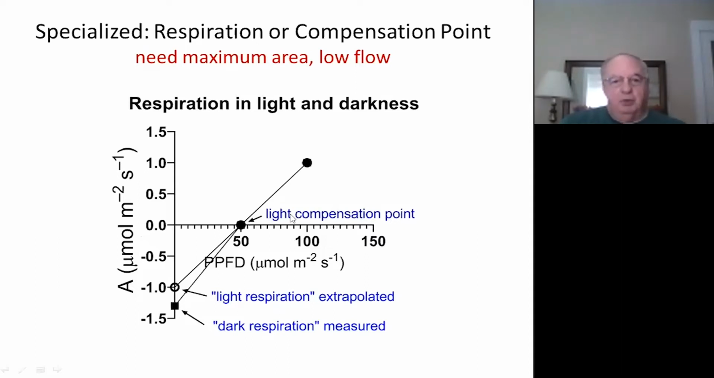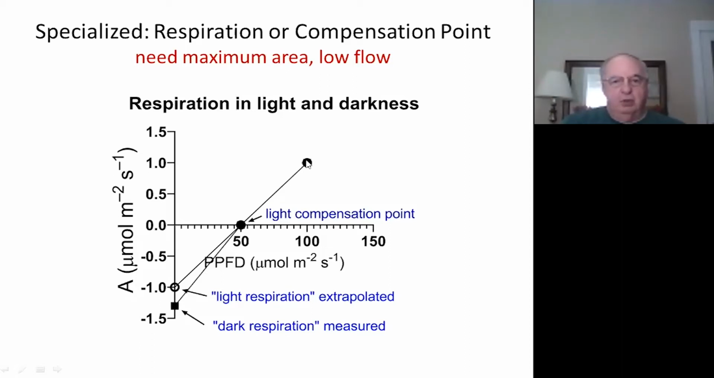Some of the parameters you can get from this is the light compensation point, which I mentioned before, which is the PPFD at which the rate is 0. You measure at 0 light, you measure a CO2 exchange rate, which is called dark respiration, and that's a measured value.